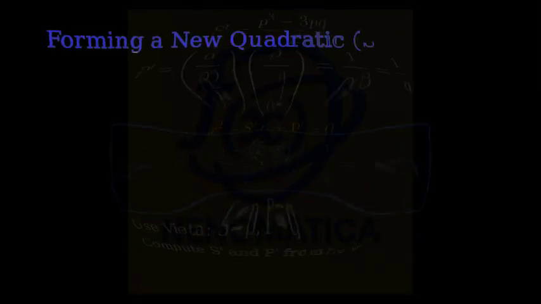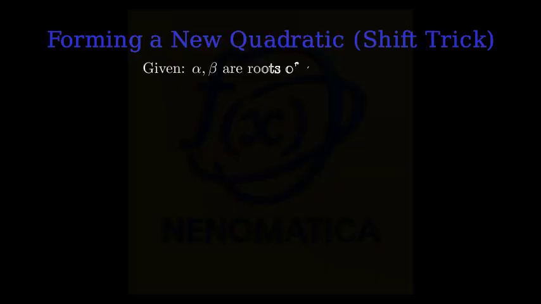In this example, we will compute the value of the expression (alpha minus 2) to the power negative 2 plus (beta minus 2) to the power negative 2, given that alpha and beta are roots of the quadratic equation x squared minus x minus 3 equals 0. We will solve this cleanly by forming a new quadratic via a shift of variables.